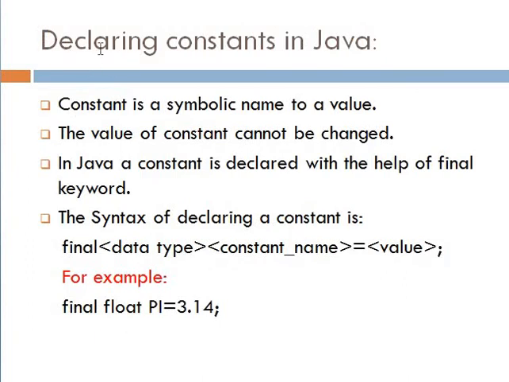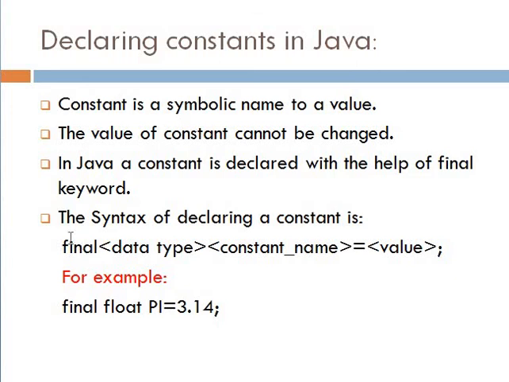Now let's come to the topic declaring constants in Java. Constant is a symbolic name to a value. The value of constant cannot be changed. In Java, a constant is declared with the help of final keyword. The syntax of declaring a constant is the keyword final followed by the data type and then the constant name, then the assignment operator, which is equal to, and then the value followed by a semicolon. For example, final float pi equal to 3.14.